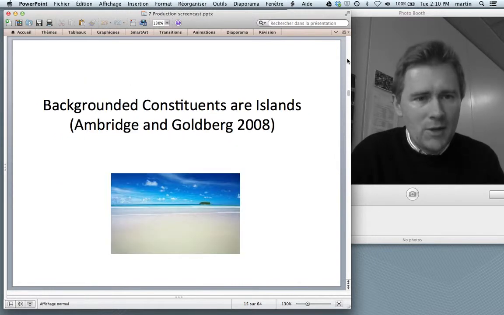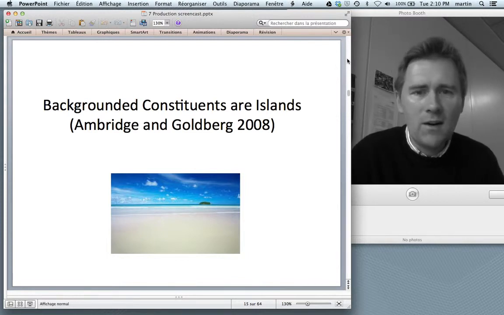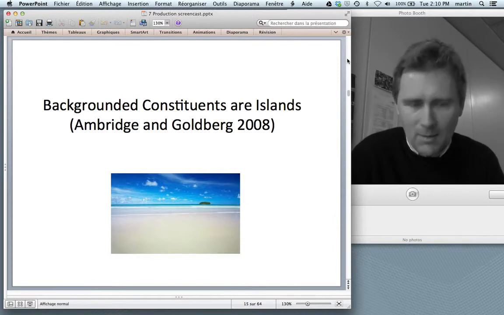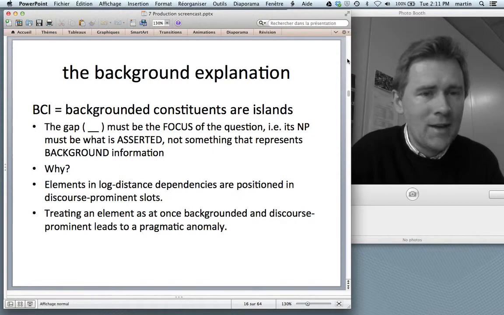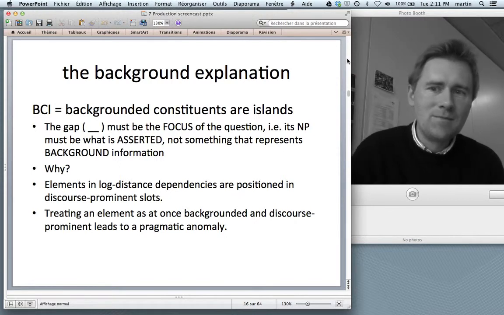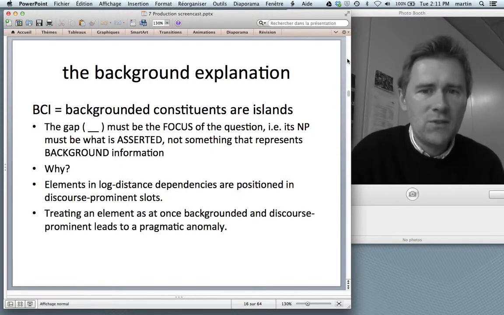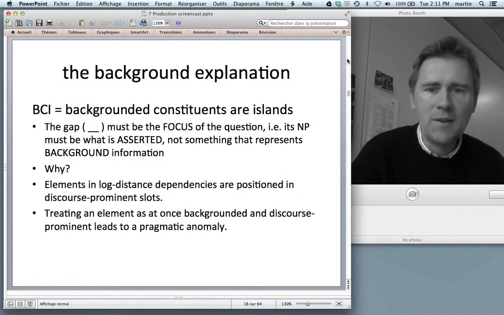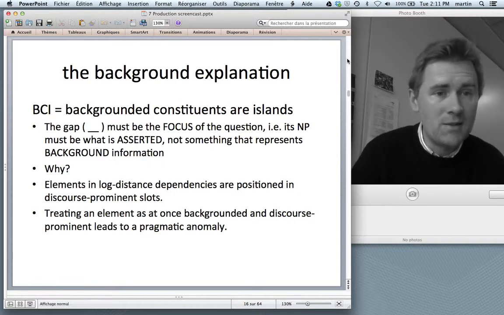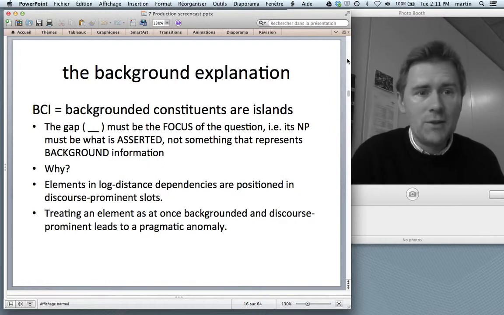Now, the explanation that I want to elaborate on a little bit is the backgrounded constituents are islands hypothesis, or the BCI hypothesis, advanced by Ben Ambridge and Adele Goldberg. And in a nutshell, this BCI hypothesis states that the gap, the questioned element, must be the focus of the question. So its NP must be what is asserted, not something that represents background information, pragmatically presupposed information.